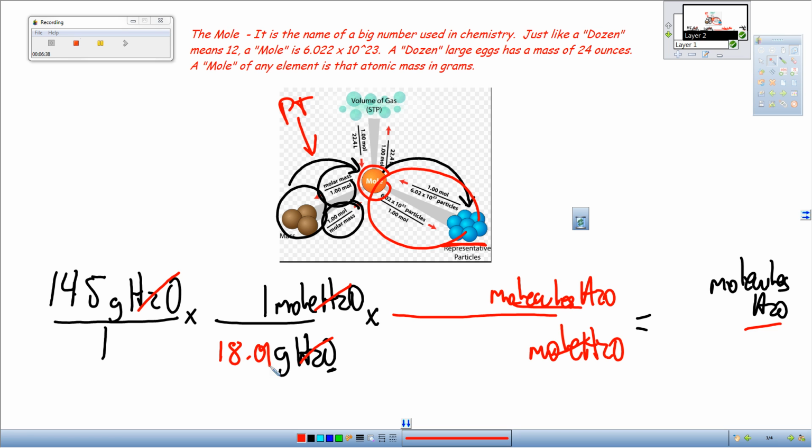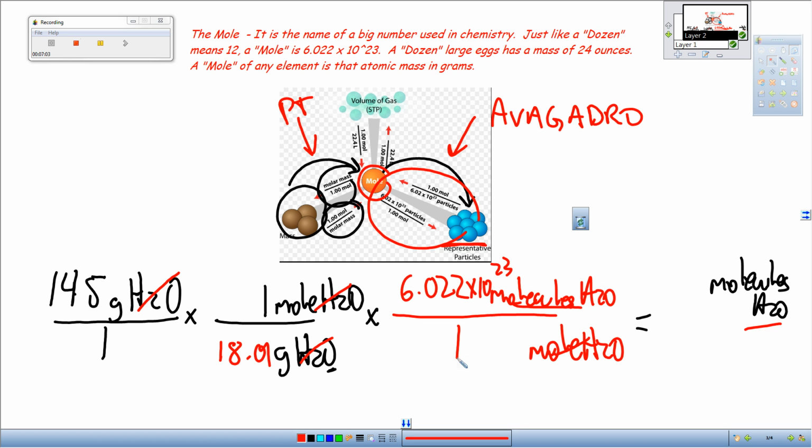Now, over here, every time it says molecules or particles to moles and vice versa, you have to use Avogadro's number. Always, always, always. Avogadro. Amadeus Avogadro. Pretty cool guy. 6.022 times 10 to the 23rd over 1 mole.